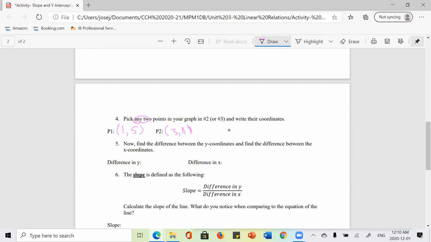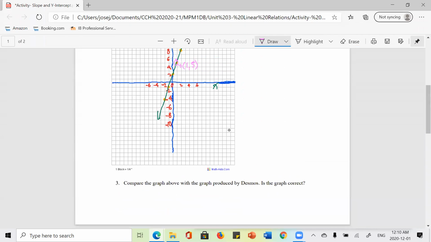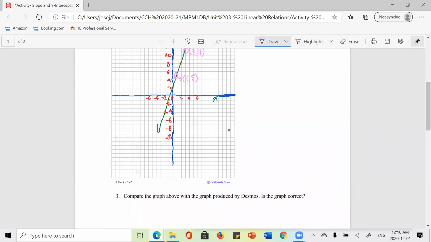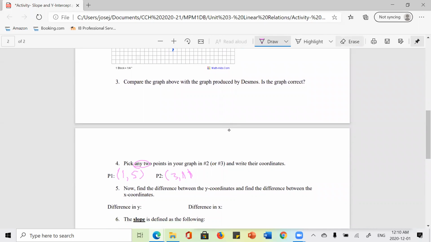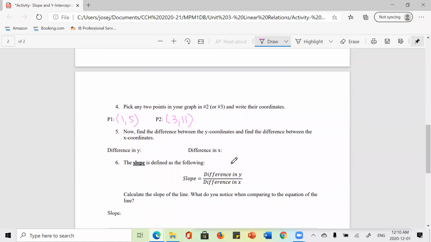So I'm just going to demonstrate what happens next here. What we're going to do is take our 2 values. Actually, I'm just going to erase this so it's a little more neat here. Sorry, I apologize for this, guys. It's just because I know I'm going to be uploading this later, so I want to make sure that the solutions are as tidy as possible. So 1 and 5 and 3 and 11 are the 2 points I picked, and I could have picked any 2 points. Now I'm going to find out what the difference is between the y coordinates and what the difference is between the x coordinates.